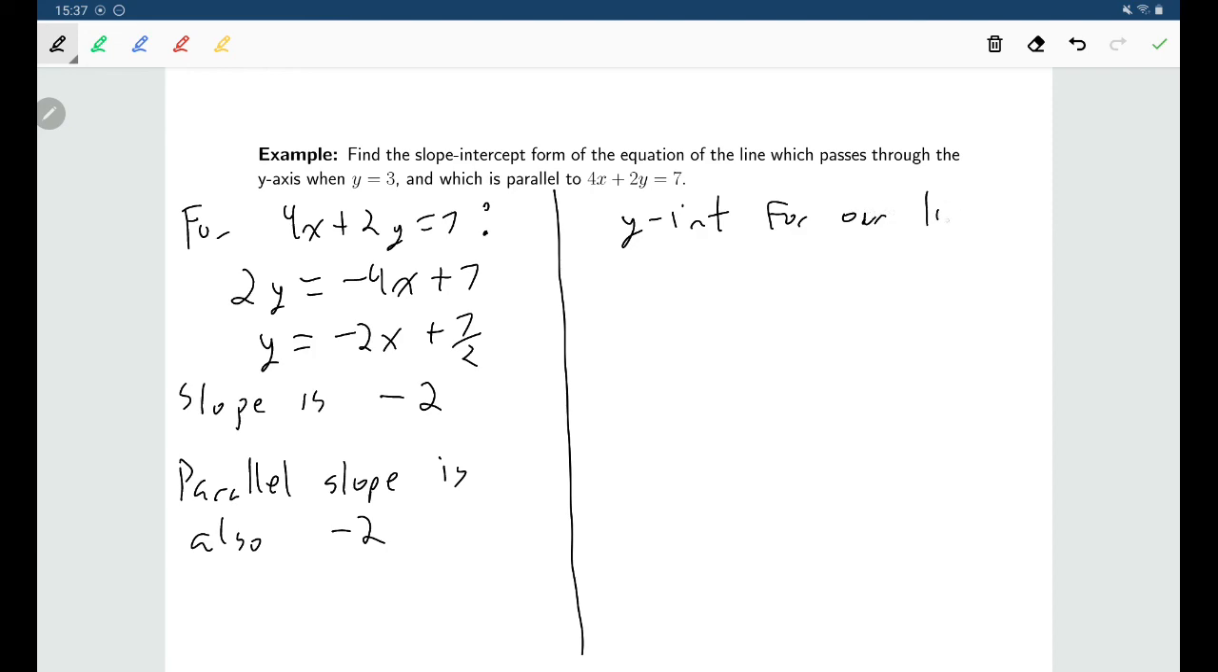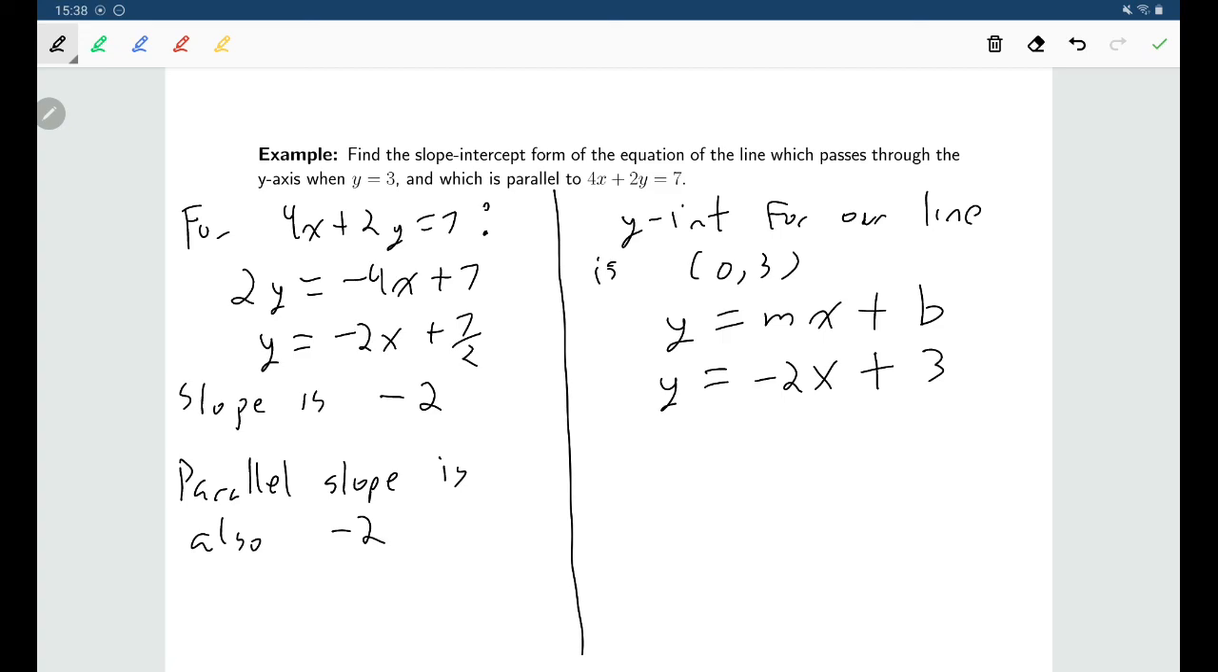So the y-intercept for our line is (0, 3), which means that if we're thinking about using slope-intercept form, y equals mx plus b, we know everything that we need. We know what m is, that was our slope of negative 2, and b, that would be the y-coordinate for the y-intercept. Since the y-intercept is (0, 3), then b is equal to 3. And so there we go. This would be the equation of a line that's parallel to the one that we were given and also should pass through the y-axis when y equals 3.